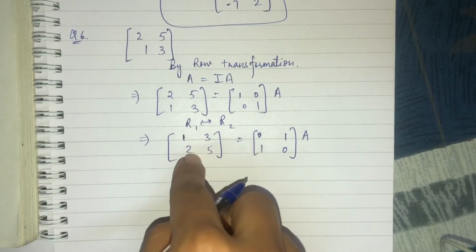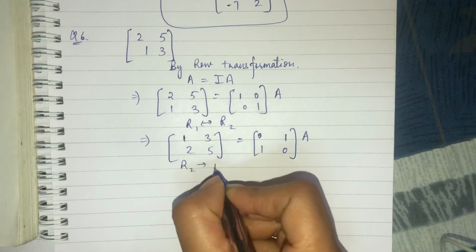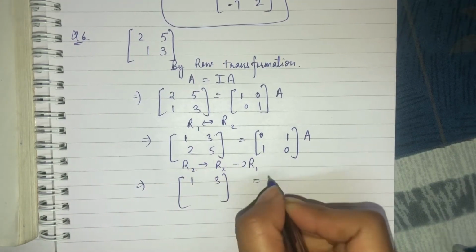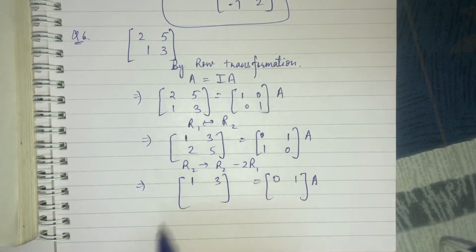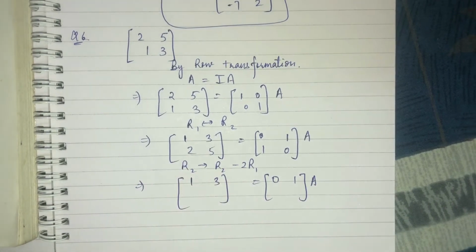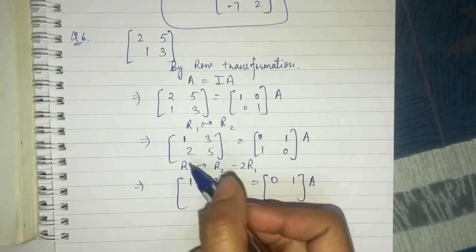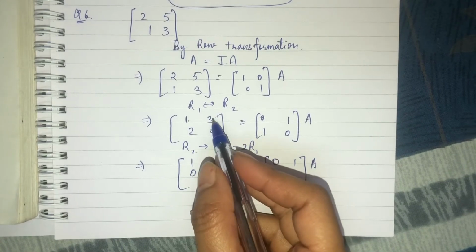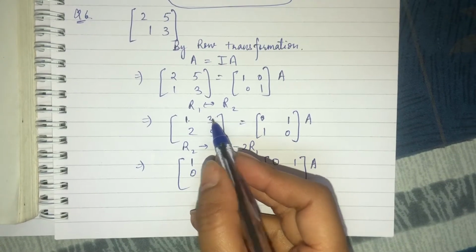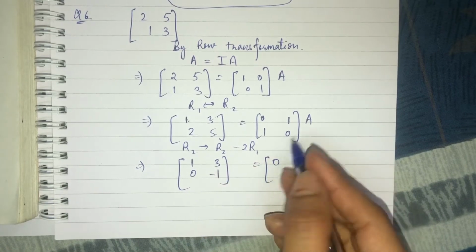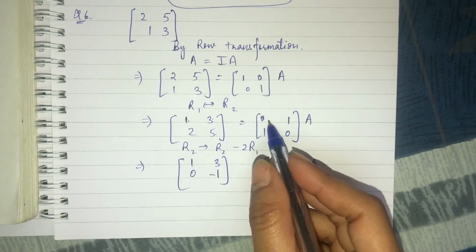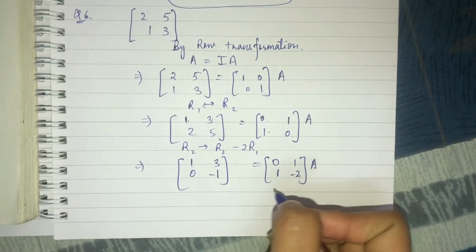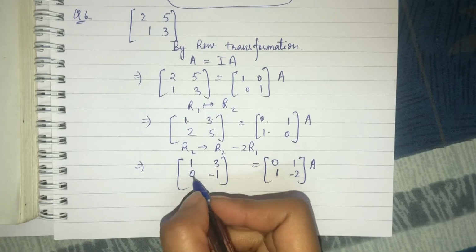Now I want 0 here. What we can do? R2 को change करते हैं. R2 minus 2 times R1 है ना. R1 as it is. Here also R1 as it is. R2 minus 2 times of R1. तो हमारा क्या आंसर आ जाएगा यहाँ से? 2 minus 2 into 1 कितना आ जाएगा? 0. 5 minus 3 into 2, 5 minus 6 which is minus 1. And here is same. 1 minus 2 into 0, 1. 0 minus 2 into 1, minus 2.